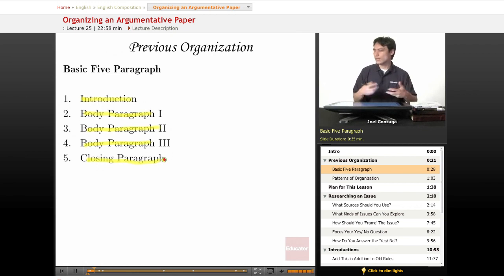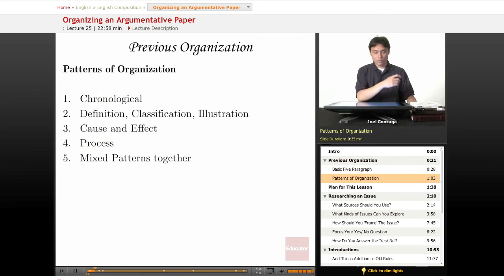And we're going to just adjust these things that you already know in order to make a great paper. Remember these patterns of organization. You had chronological. What were the keywords that you're going to be using when you put a chronological paper together? How about definition, classification, and illustration? How are you going to organize those kinds of things? Cause and effect. That's very important for reasoning, isn't it? What were those keywords? How do you organize it? A process, and don't forget, you'll be mixing these patterns together.